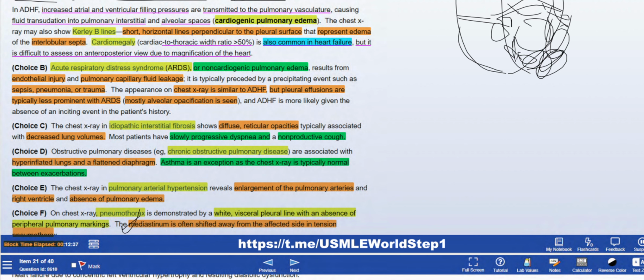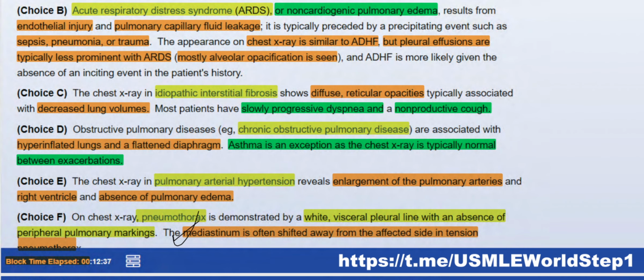Okay, why not idiopathic interstitial fibrosis? Because that would present with diffuse reticular opacities, decreased lung volumes. With that, slowly progressive dyspnea and non-productive cough, right? Okay, why not option D, chronic obstructive pulmonary disease? That would present with hyperinflated lungs and flattened diaphragm, right? As I talked about this, asthma is an exception. Is the chest X-ray typically normal between exacerbations?